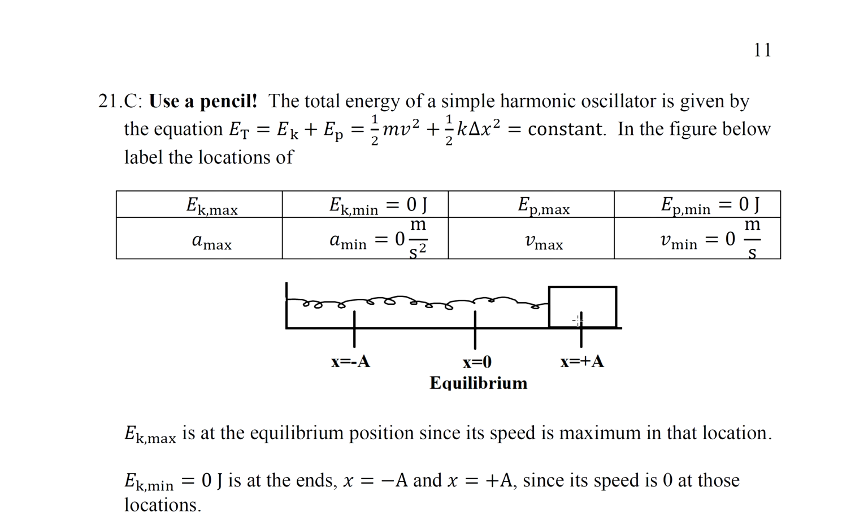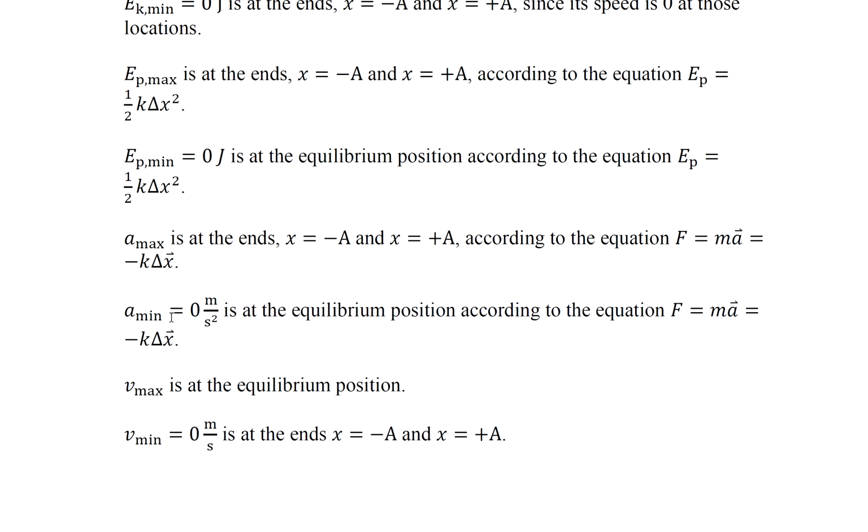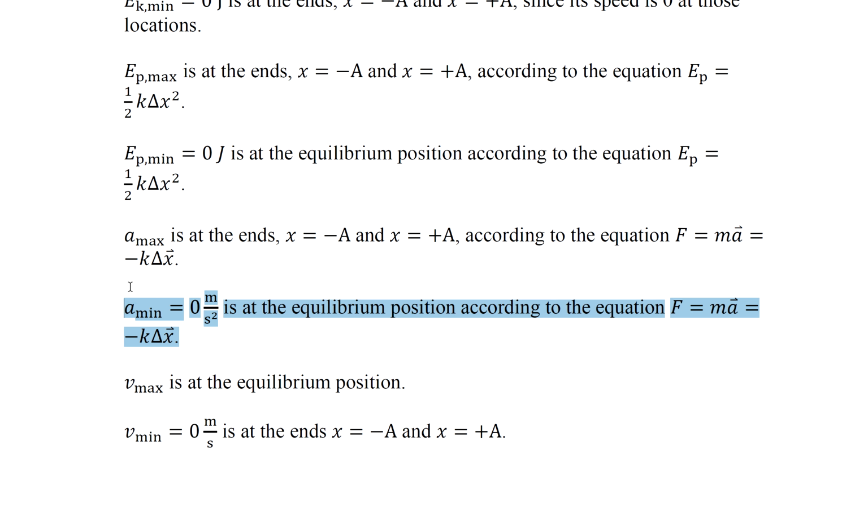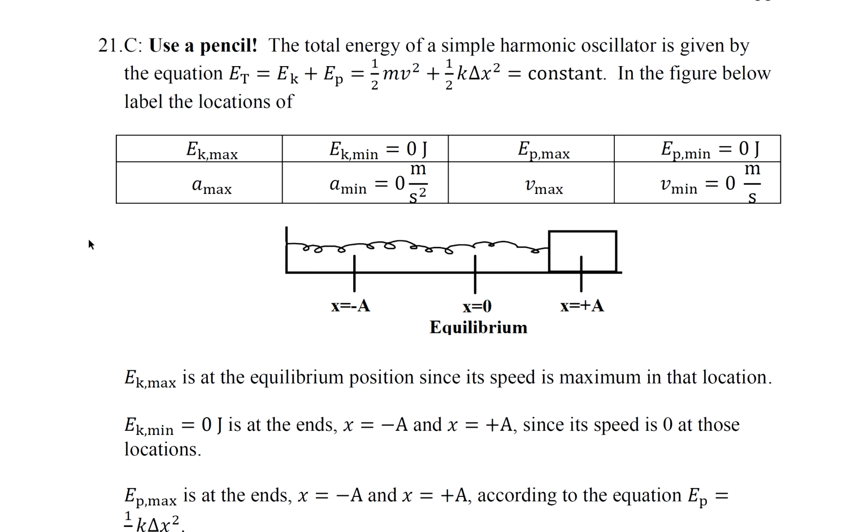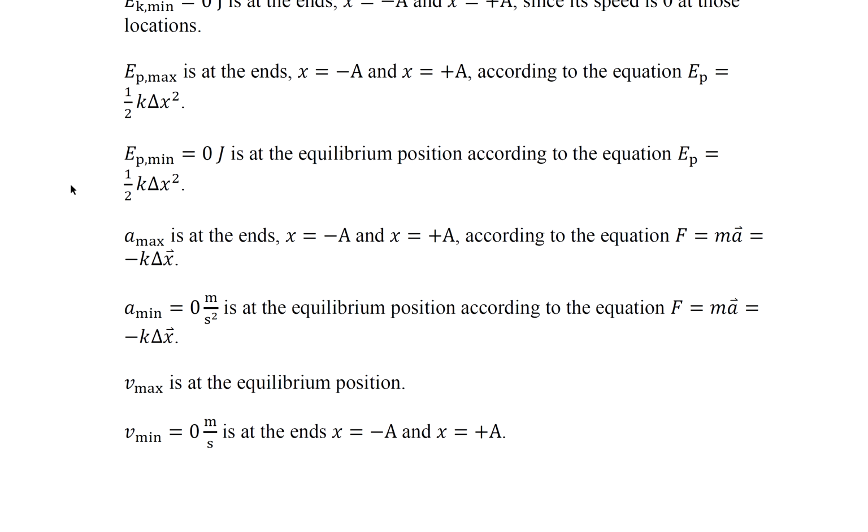Remember, you start at x equals plus A, it speeds up, and then after it crosses x equals 0, it slows down and stops at x equals minus A. So acceleration is 0 where F equals ma equals minus k delta x, so delta x is 0. Where is velocity max? Velocity is maximum in the middle. And velocity is minimum, or 0, at the ends, x equals plus A and x equals minus A.